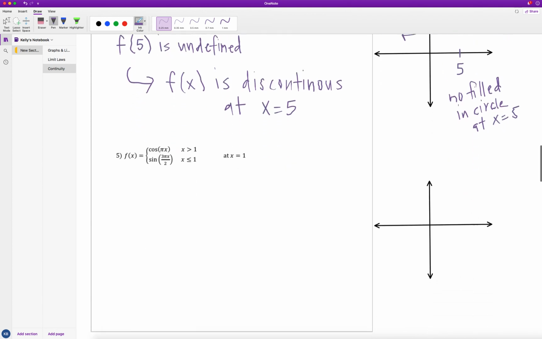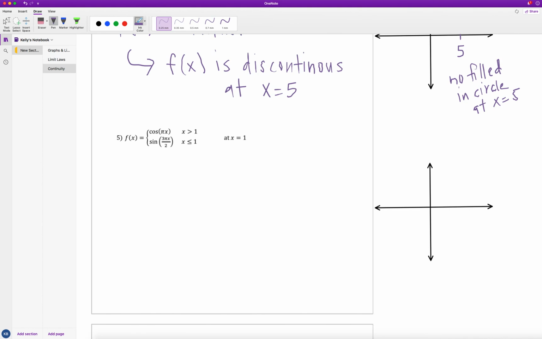Okay, our fifth and final example where we're trying to either prove continuity or disprove continuity. And again, why don't you guys go ahead and pause the video and try this one on your own first. Okay, example 5, let's check it.